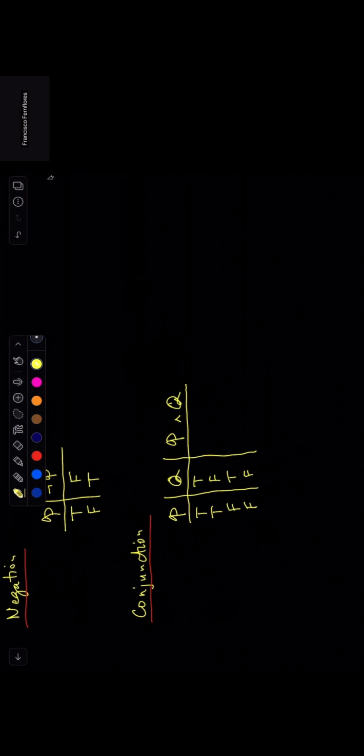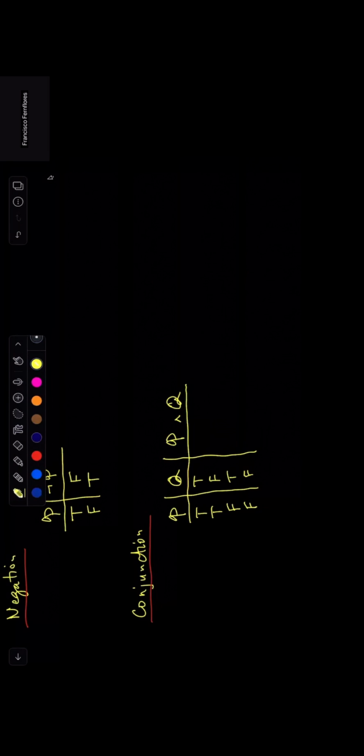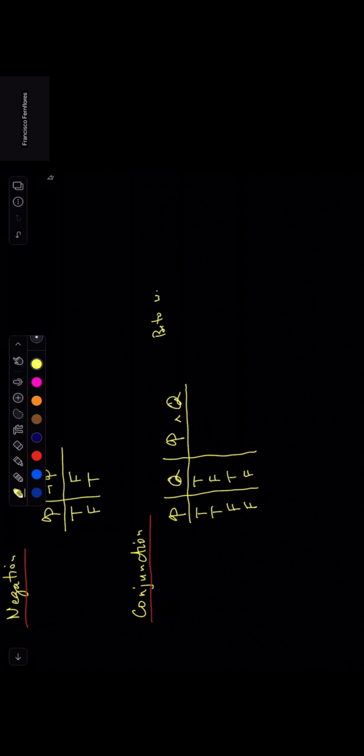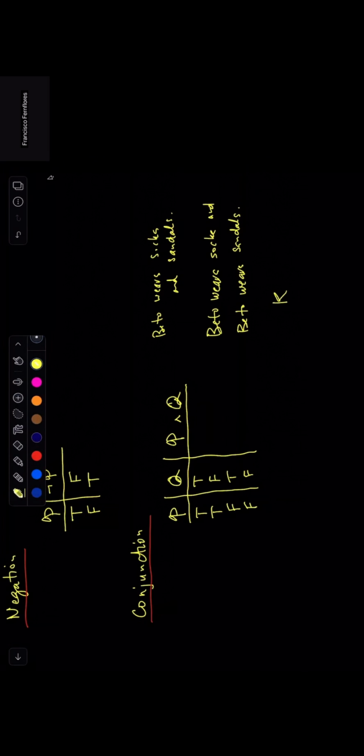And now what we want to capture is the meaning of and. If you think of a very, very simple example, such as Beto wears socks and sandals, I could write that out as saying Beto wears socks and Beto wears sandals. And if I wanted to symbolize this, maybe I could do K and D, for socks and sandals. And of course, it's pretty straightforward to see that this sentence, K and D, the entire sentence, is only ever going to be true when both K is true and D is true.